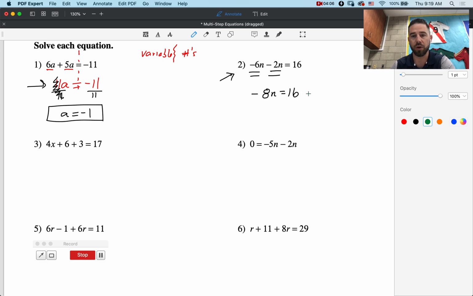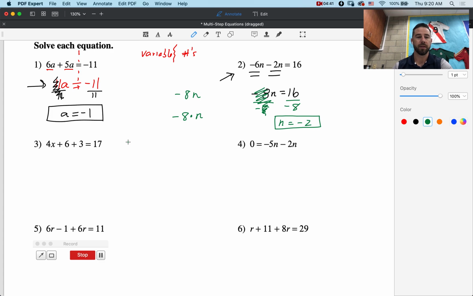Okay, this looks very familiar. You ask yourself, what's being done to the variable? What's being done to n? Then you answer it. n is being multiplied by -8. That's what's happening. When you have a -8n, that means -8 times n. So n is being multiplied by -8. We do the opposite and divide by -8. Got it? Cross that out, and we have n equals 16 divided by -8, which is -2.